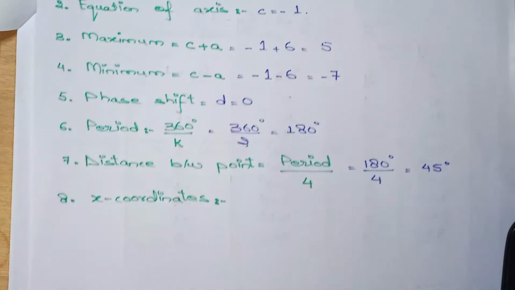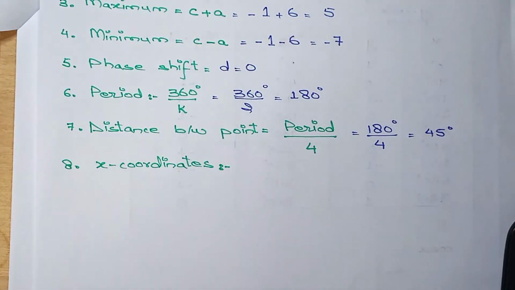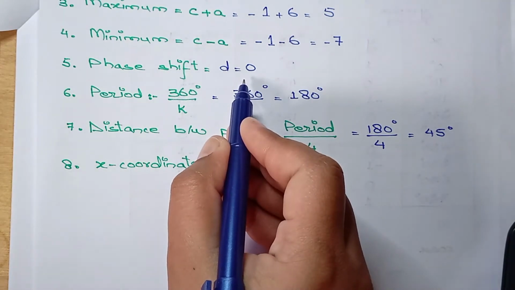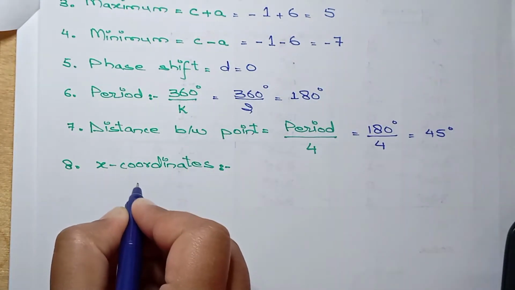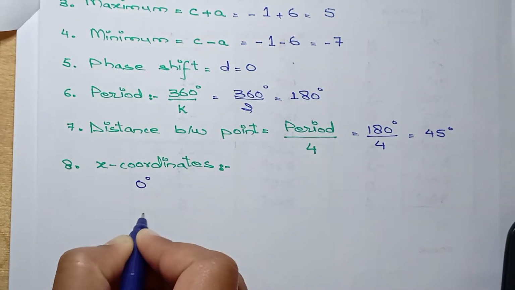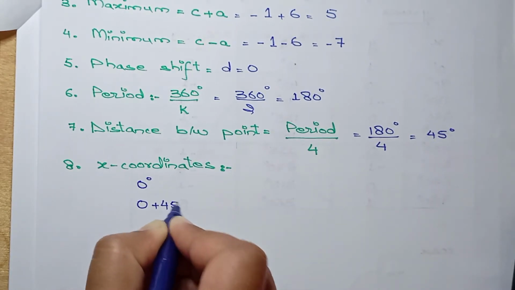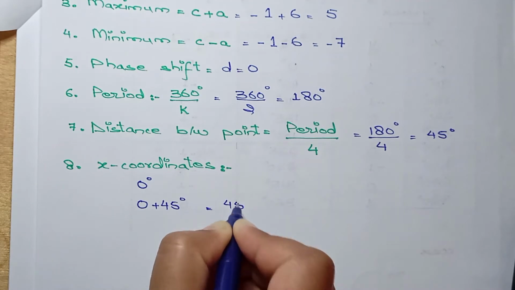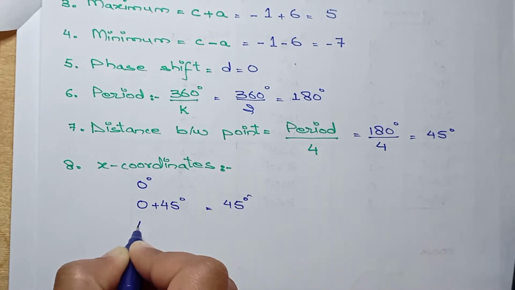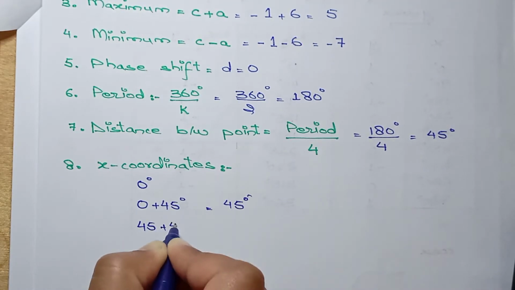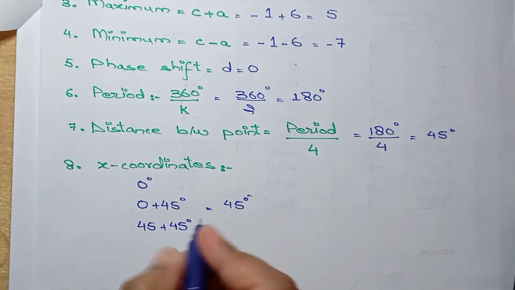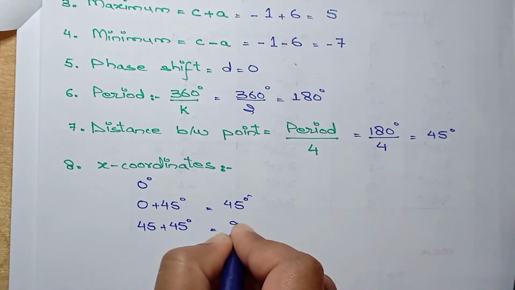Okay, now the x coordinate starts from the phase shift. As we know, the d value is 0, so the first x value is 0 degrees. To 0 we need to add the distance between points, that is 45 degrees. This would be 45, and to this 45 again we add the distance between points, every time, that is 45. So 45 plus 45 is 90.